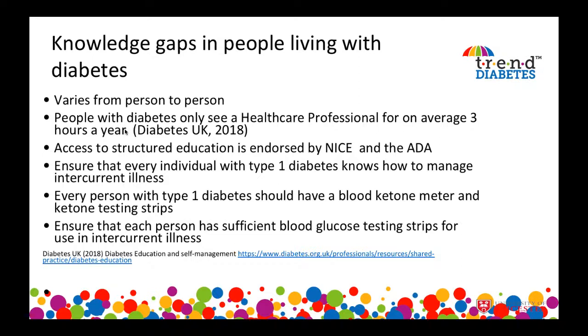Everybody with type 1 diabetes must have a blood ketone meter, and they must have ketone strips, because they need to know how to self-manage in illness. And every person should have sufficient blood glucose testing strips for use in intercurrent illness. So even people on insulin pumps should have a spare supply of blood glucose testing strips, even if they use a different method of testing their glucose. And that's really, really important. If you're going to manage intercurrent illness yourself as a person living with a condition, you have to have the equipment to help you do that.